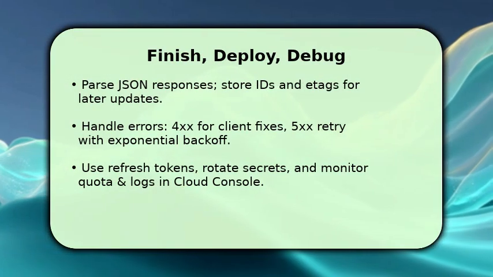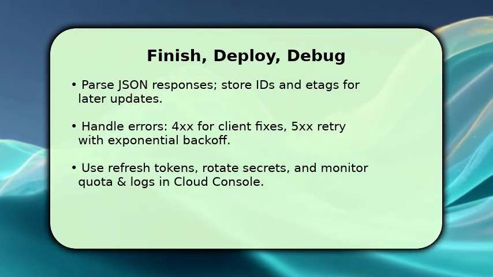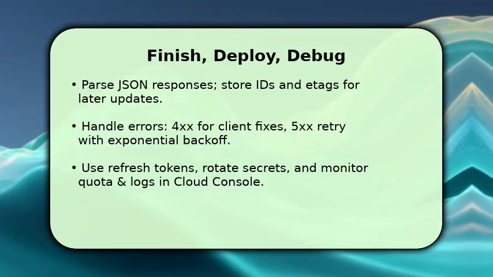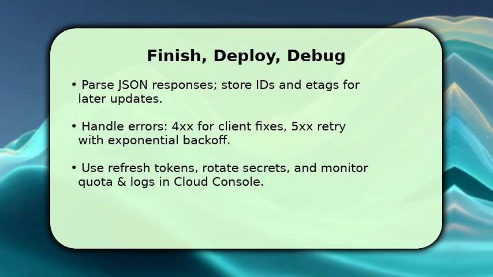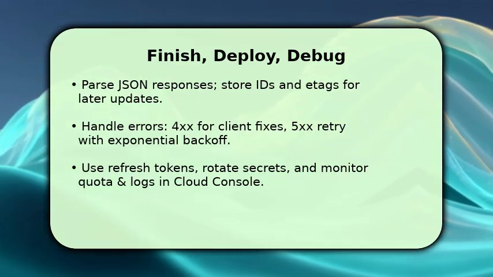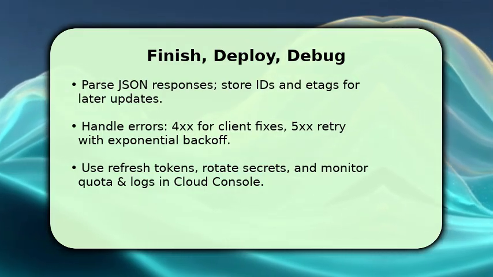You complete integration by parsing API responses and persisting resource IDs and ETags for updates. Next, implement robust error handling. Treat 4xx errors as client-side fixes and retry 5xx errors with exponential backoff. Make sure refresh tokens are stored securely and rotate credentials before expiry.